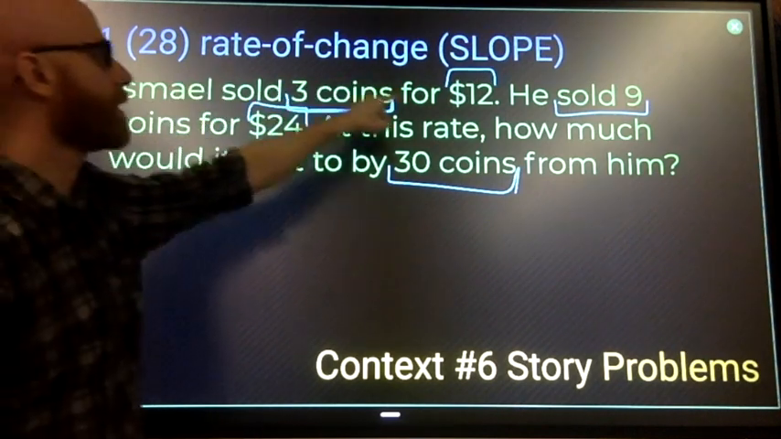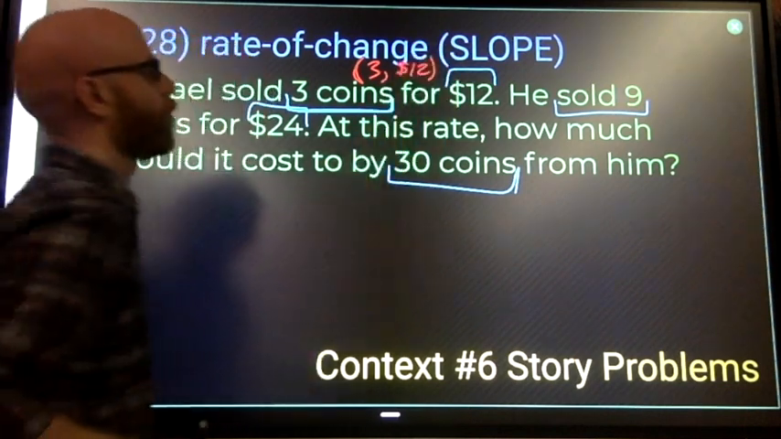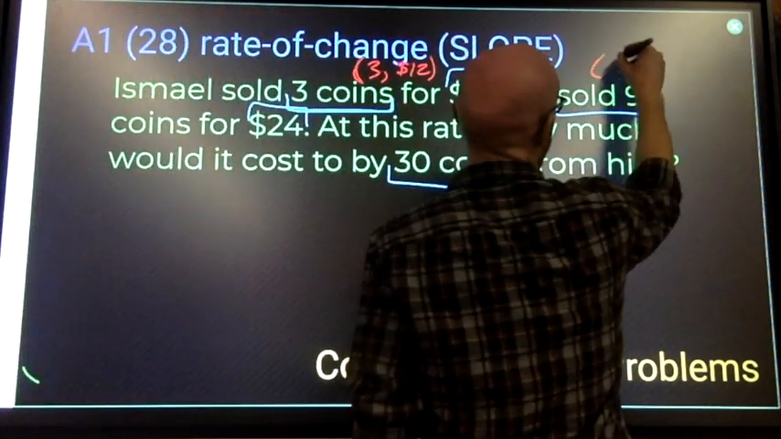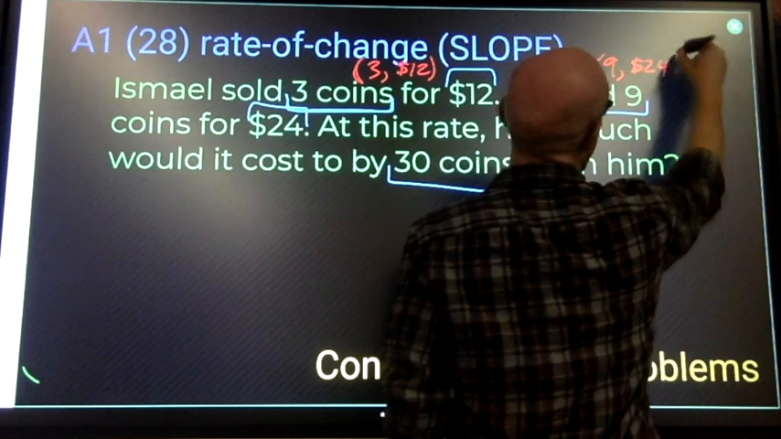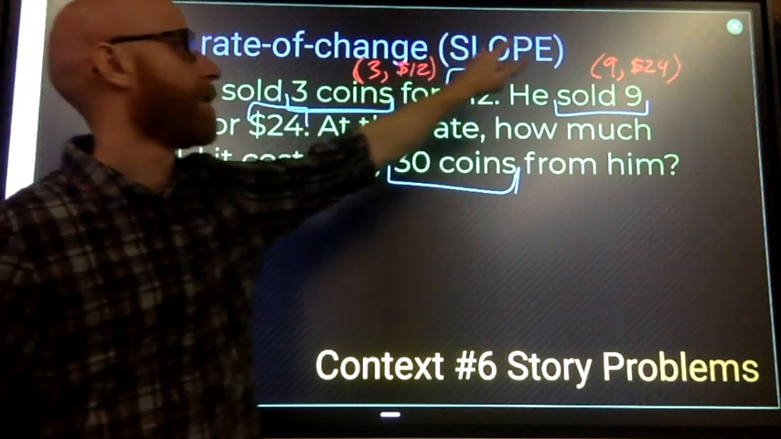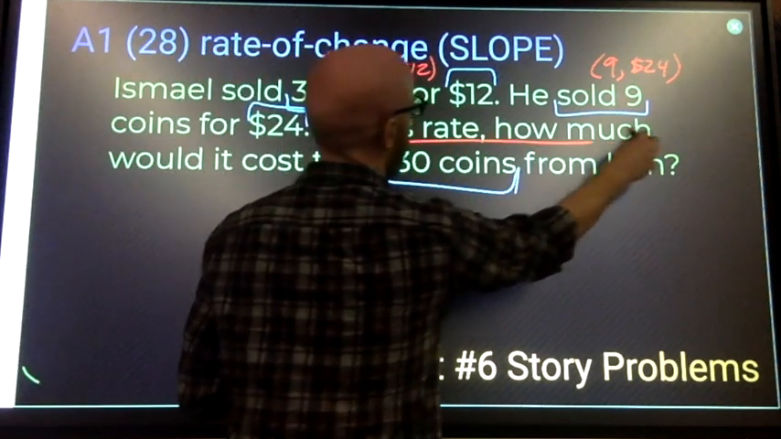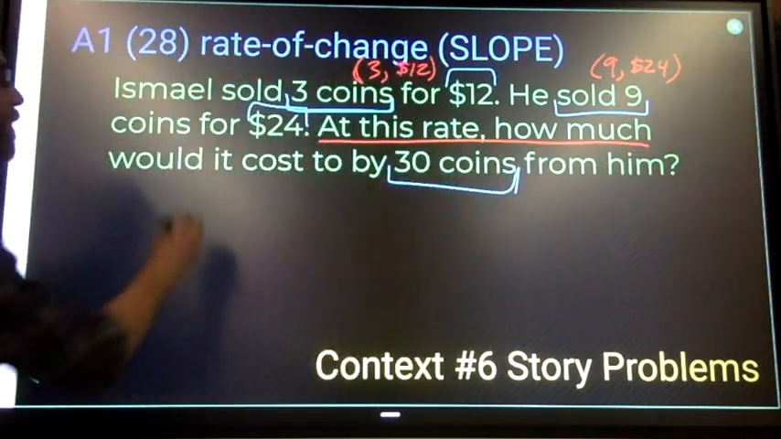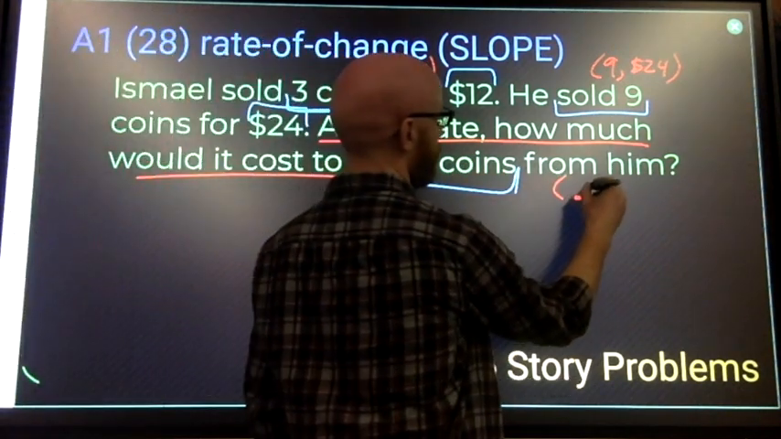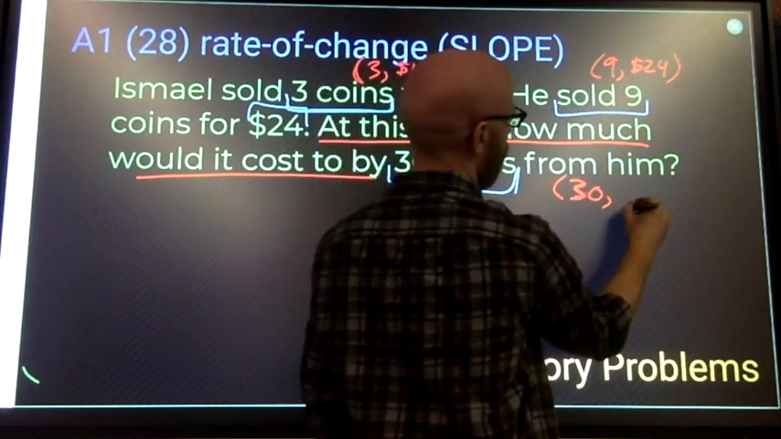Ishmael sold 3 coins for $12. 3 coins goes with $12. That's one of my ordered pairs. He sold 9 coins for $24. 9 coins, $24. That's another ordered pair. All right, anytime I have an ordered pair, I should be able to find a slope or a rate of change between them. Now, the ending question says, how much would it cost to buy 30 coins from him? So that means what, if we have 30 coins, all right, coins came first, what will the cost be?